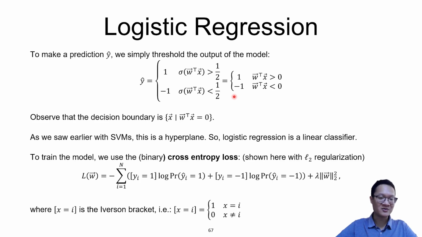Where logistic regression differs from SVM is that we're going to be using the cross entropy loss. Here we show it with L2 regularization. The loss function is minus the sum of the indicator of yi equals 1 times the log probability that y hat i equals 1, plus the indicator of yi equals -1 times the log of the probability that y hat i equals -1, plus regularization. This Iverson bracket is equal to 1 when the inside is true, and 0 otherwise. Sometimes I call this the indicator function.